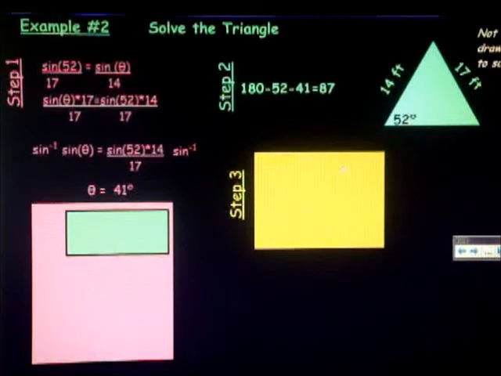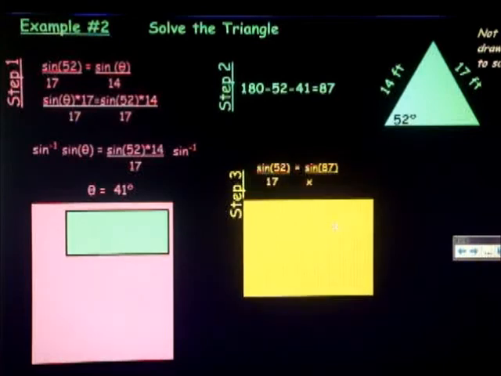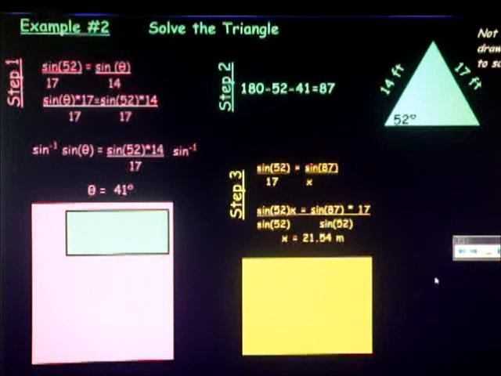So we want to go back to what we know, and what we know is that the sine of 52 over 17 is going to be equal to the sine of 87, which is the new angle we've learned, over x. The good news is once you find one of the missing angles, you only have to do that once. And it is a little complicated, but you should be good after that. We're going to go back through and solve, just like we did before. Sine of 52 times x is equal to the sine of 87 times 17. Just like before, to get to x, we want to divide by the sine of 52. So now we've solved our triangle.